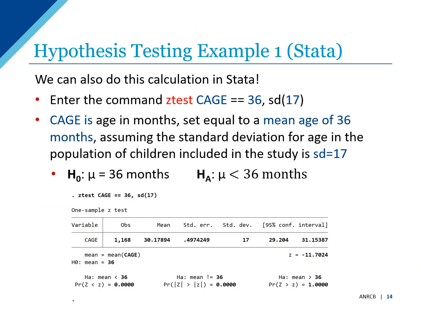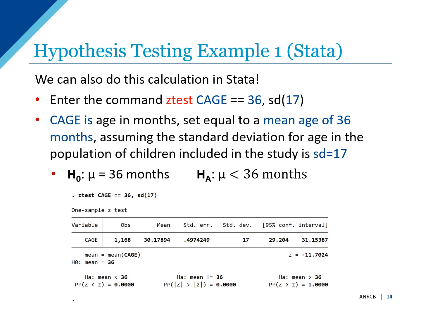Now that you've reviewed the steps in hypothesis testing of a sample mean, you can do it in Stata. Returning to our example, the variable CAGE, C-A-G-E in all capital letters, is the child's age in months. The z-test command will test the null hypothesis that we enter, in this case, that the mean of the CAGE variable is equal to 36 months.